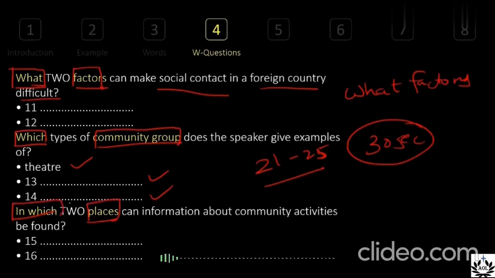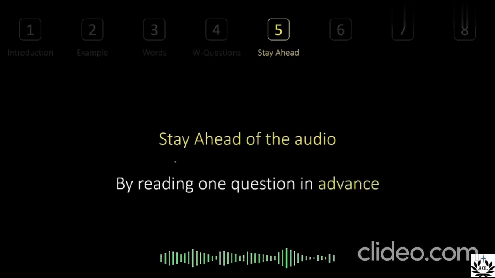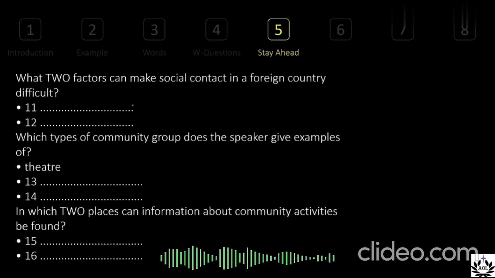All right. The next pointer is stay ahead of the audio. What is the meaning of staying ahead of the audio? The meaning is that you read one question in advance. Before the audio starts, as soon as possible, read this question and, for sure, at least the next one to it. As soon as you find the answer for this one, you jump to the next one, right? When you have already read it, it gets easier for you. So staying ahead of the audio will help you.